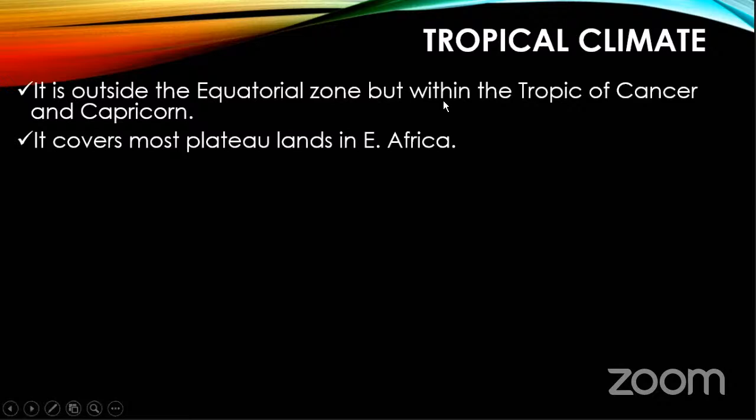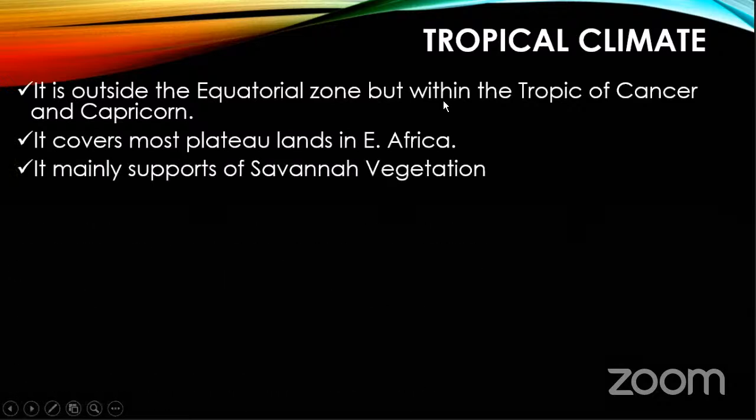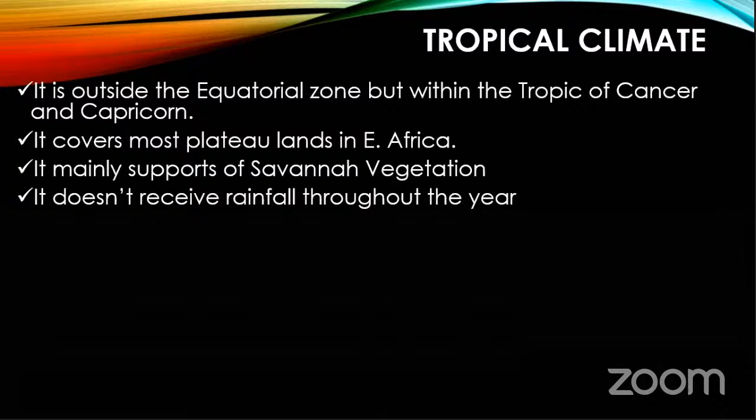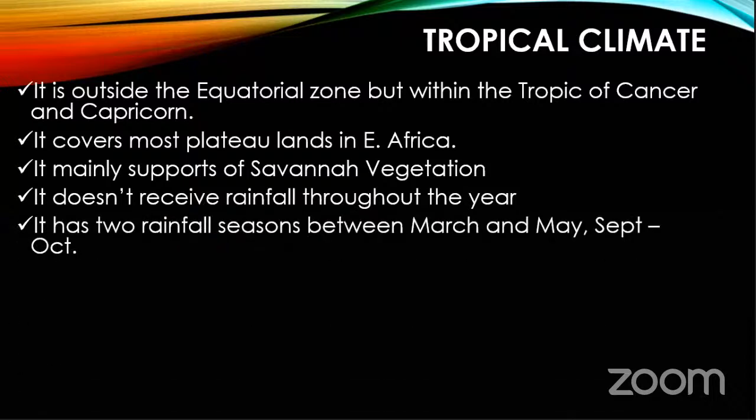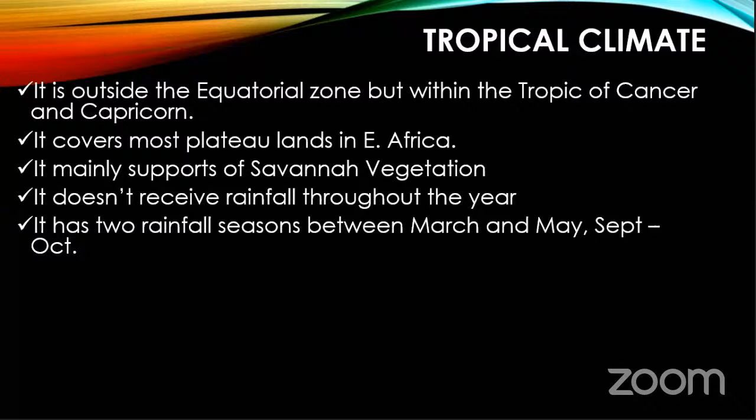Number 2, it covers most plateau lands in East Africa. It mainly supports the savanna vegetation. I know very well that it is in the savanna vegetation that we find most of the game parks in East Africa. It does not receive rainfall throughout the year. It has 2 rainfall seasons, between March and May, that's one, and September and October. But these rainy seasons keep on changing. But there are 2 rainy seasons.